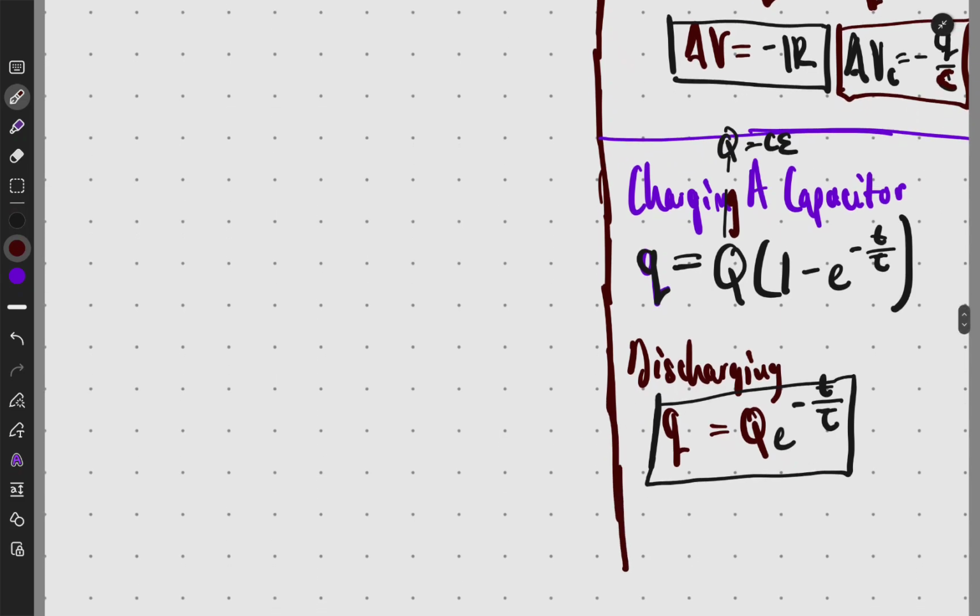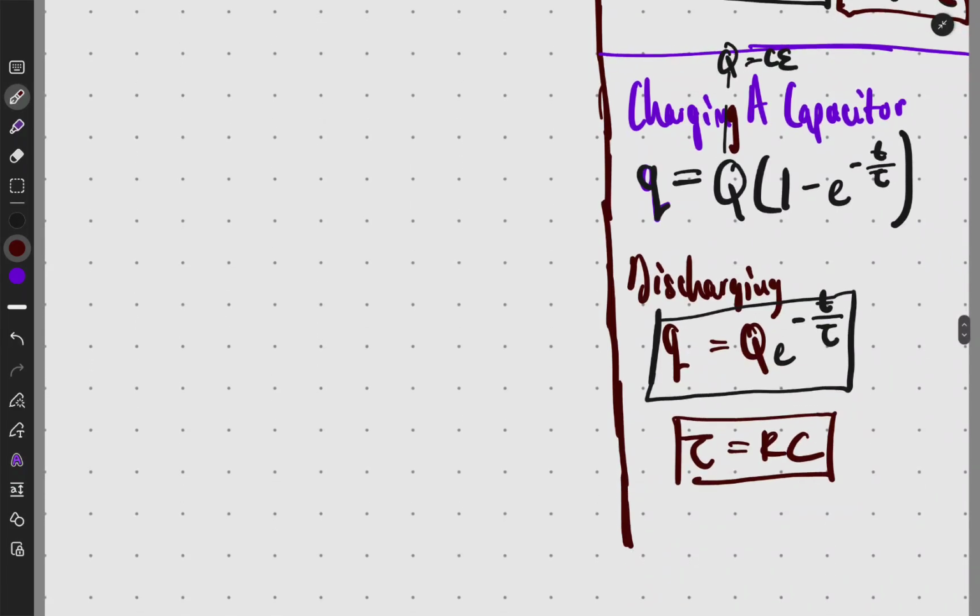Then the last thing is, how do we get this tau? This tau is going to be RC. Okay, it's going to be resistance times capacitance. Then we'll be having that tau. So this is it with the formulas.